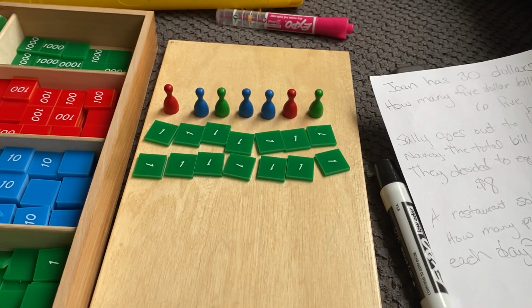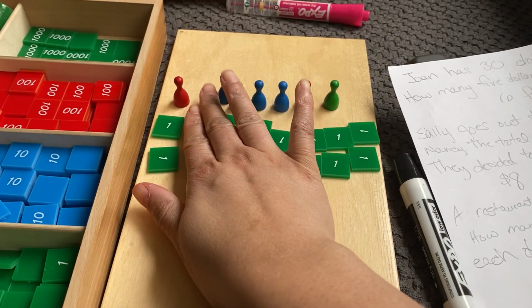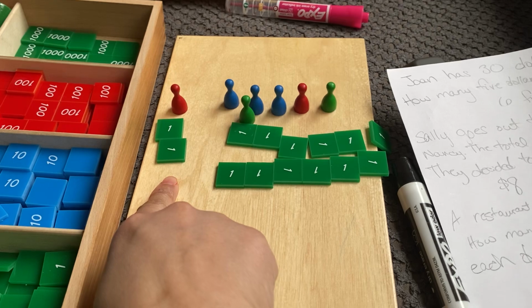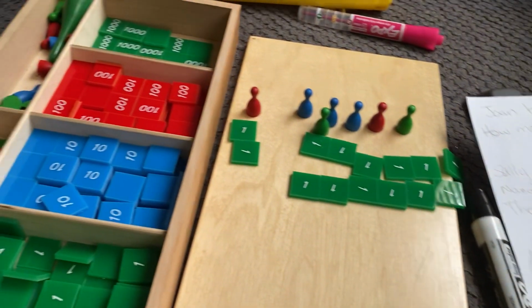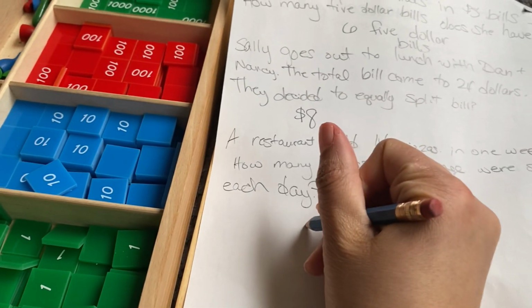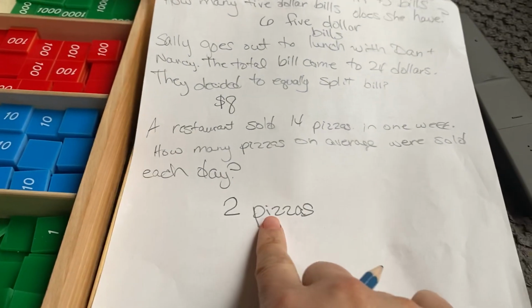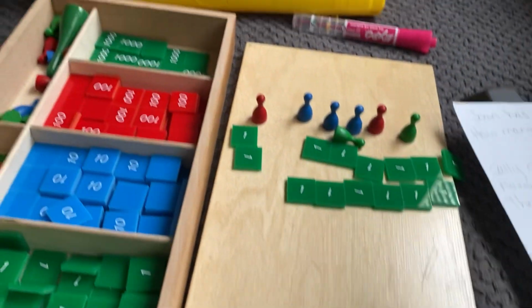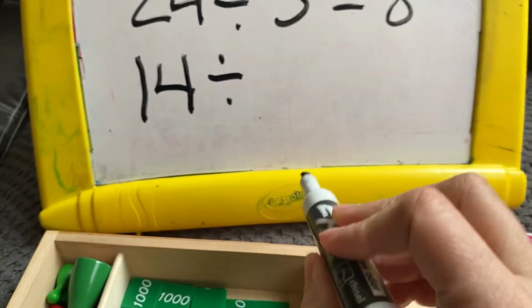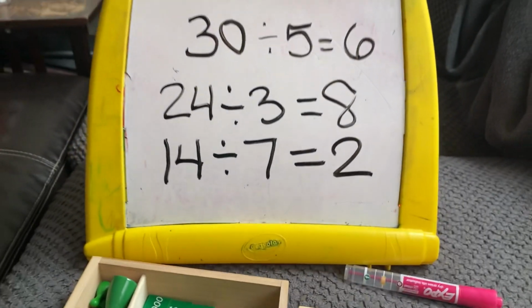Now let's look at each day, okay? Let's look at our Sunday over here. How many pizzas were sold on Sunday? That's right, there were 2 pizzas. So when we write that out, we're going to say 2 pizzas. Remember that that's our unit. You always want to put your unit. And now let's write out our division problem. We had 14 pizzas divided amongst 7 days, which was our week, and that equaled 2 pizzas per day.